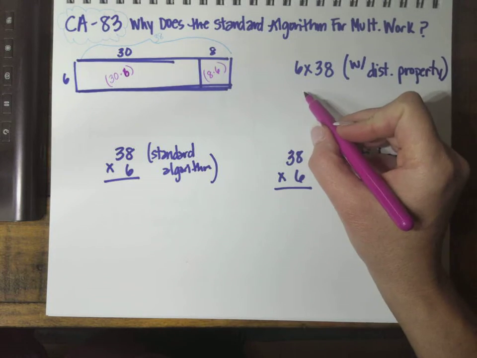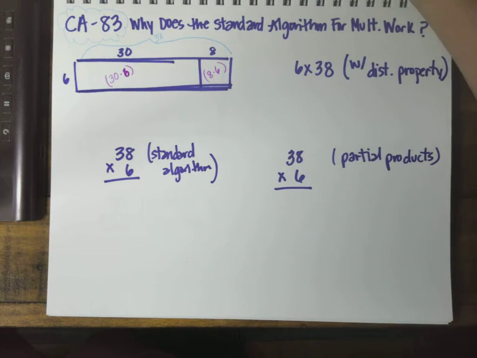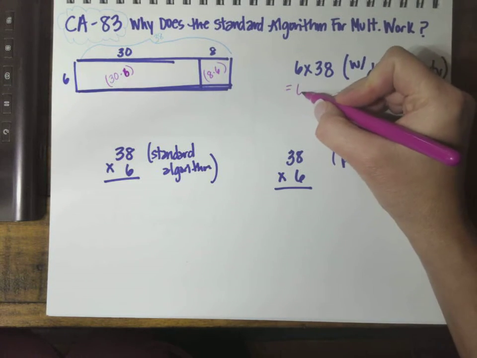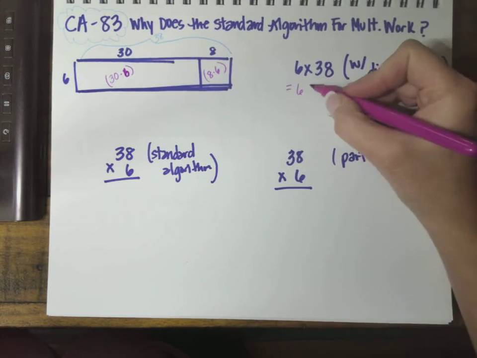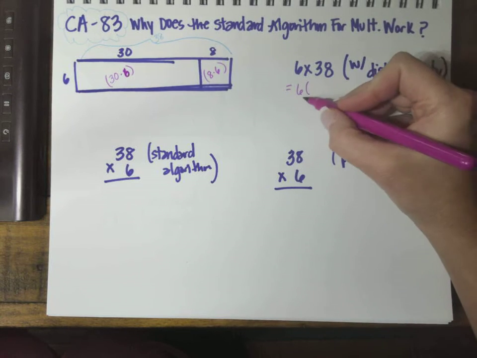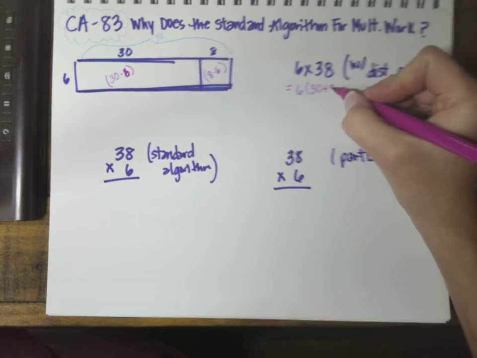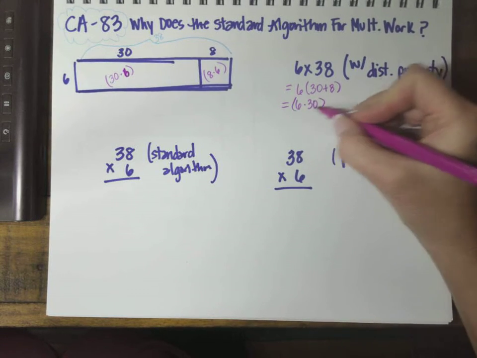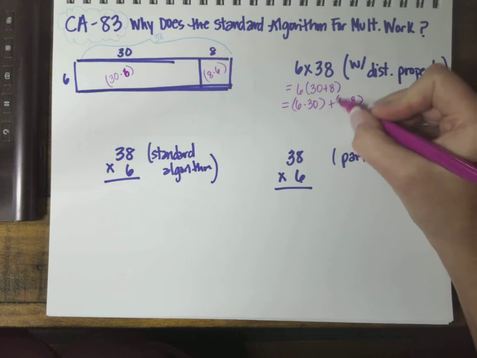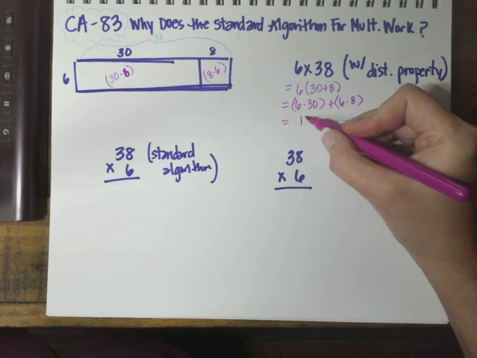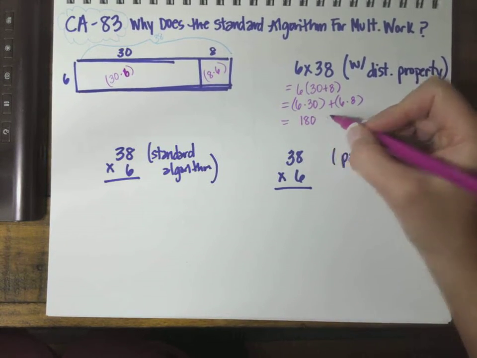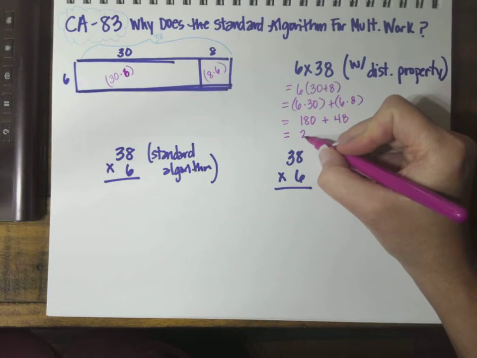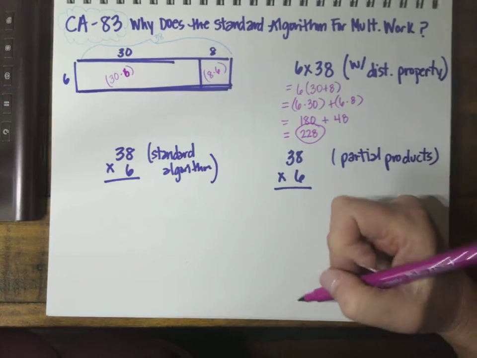Okay, so if we're going to look at the distributive property with 6 times 38, then what we want to do is go back to the meaning of multiplication. We have 6 groups of 38 or 6 groups of 30 plus 8. And if we have 6 groups of 30 plus 8, then we have 6 groups of 30 plus 6 groups of 8. So then we end up with these two partial products, 180 and 48, for a grand total sum of 228.